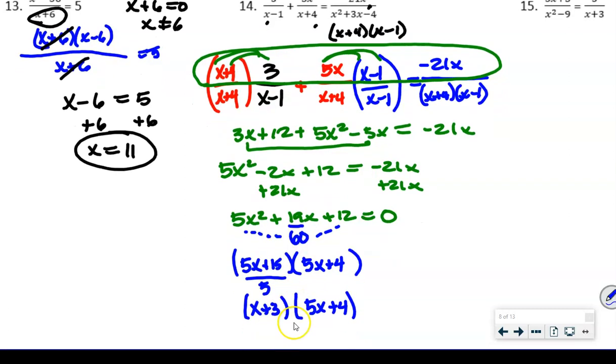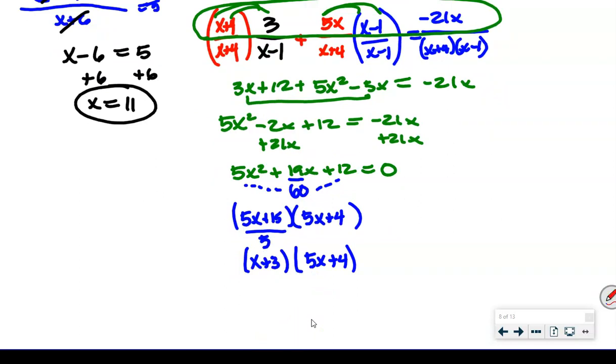Remember, we are going to set both of these factors equal to 0. So this is going to be x equals -3. And this one, we're going to subtract the 4. So this is going to be 5x equals -4. We're going to divide both sides by 5. So x here is equal to -4/5.